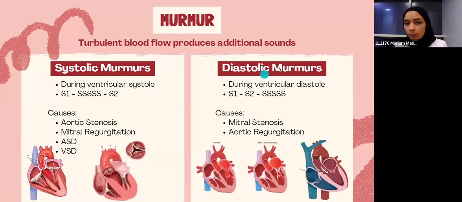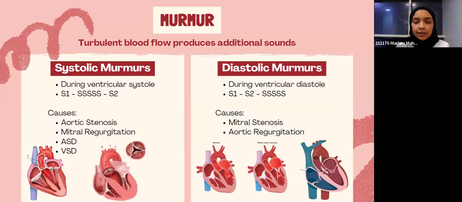Now for the diastolic murmur, it's a murmur that happens after S2. So basically you will hear S1, S2, and then a murmur. This happens when the ventricle is in diastole. So what happens in diastole? The blood is going from the atrium to the ventricle. So if there's a stenosis in the mitral valve, it will cause a murmur.